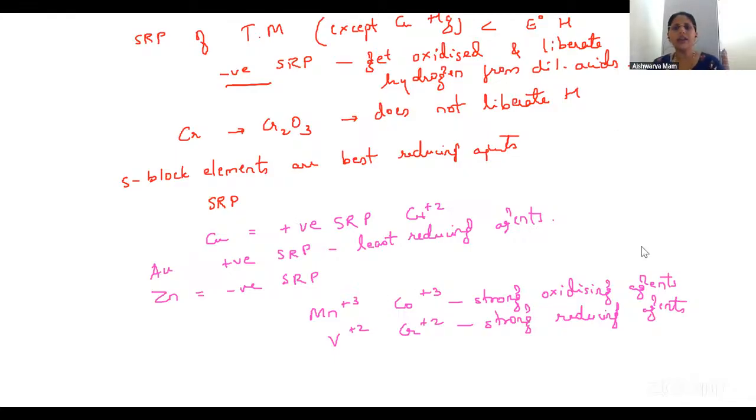Similarly, we can take some examples also. Let me consider Fe plus 3. If you see Fe plus 3 and Fe plus 2, this is ferric, this is ferrous, yes or no? Fe plus 3 ion acts as an oxidizing agent, whereas Fe plus 2 acts as a reducing agent. See the difference. Same element, but different ion. Fe plus 3 acts as an oxidizing agent, Fe plus 2 acts as a reducing agent.